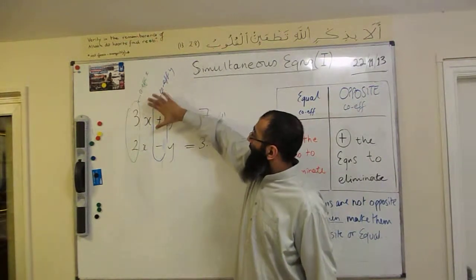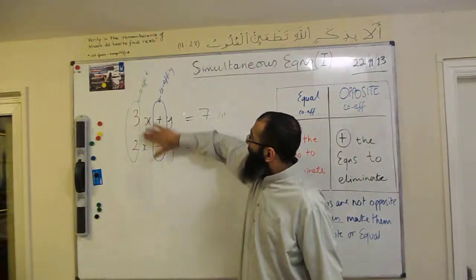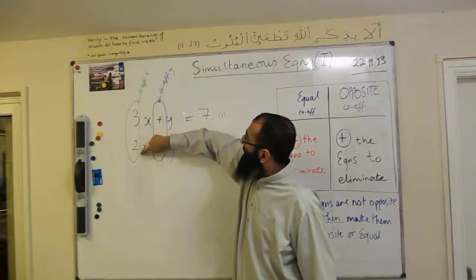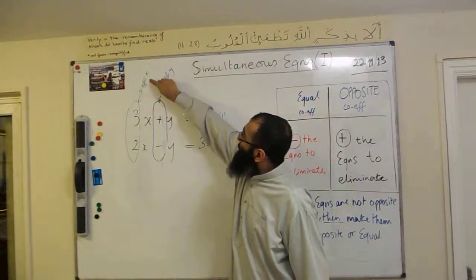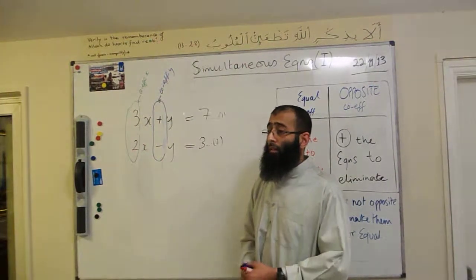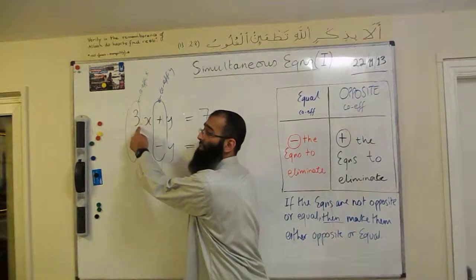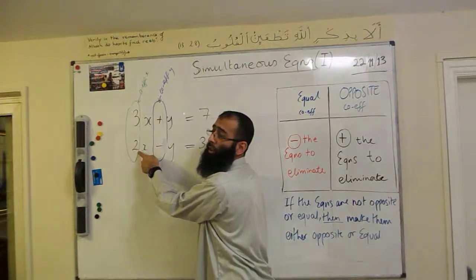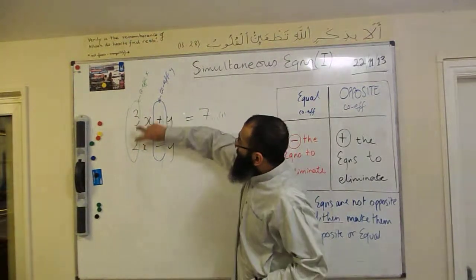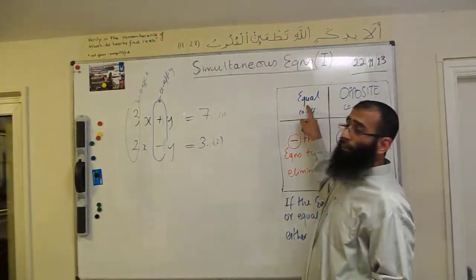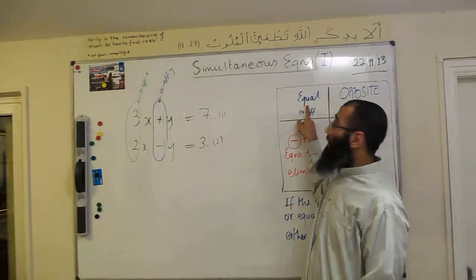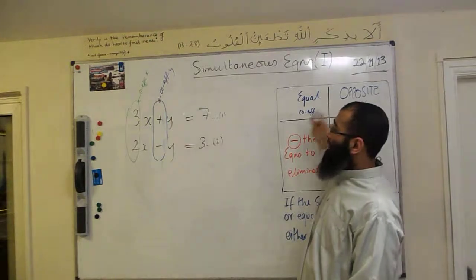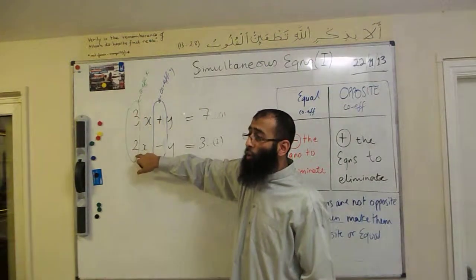If I'm looking in green over here, I've put a circle around these numbers. These two numbers are called the coefficients of x. The number in front of the x is the coefficient. So here we have 3 and 2. Now, if we look at these two numbers, 3 and 2, are they equal? No. Are they opposite? No. So 3 and 2 are not opposite or equal.